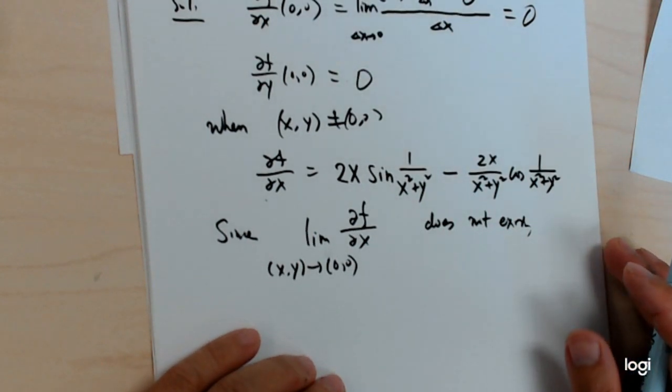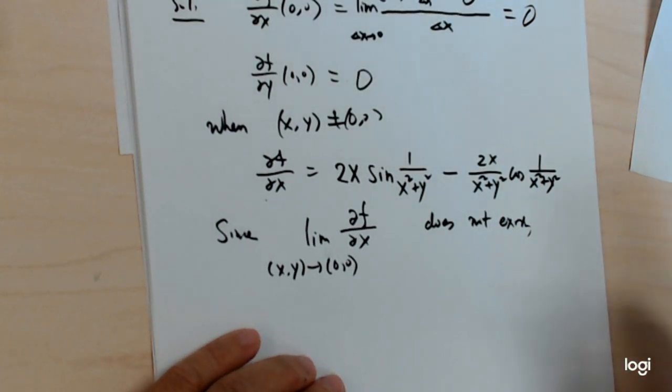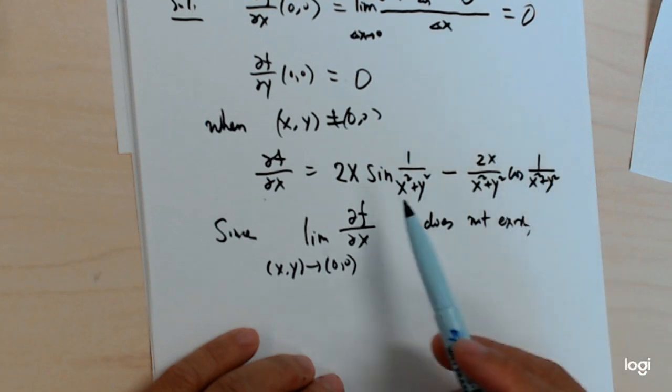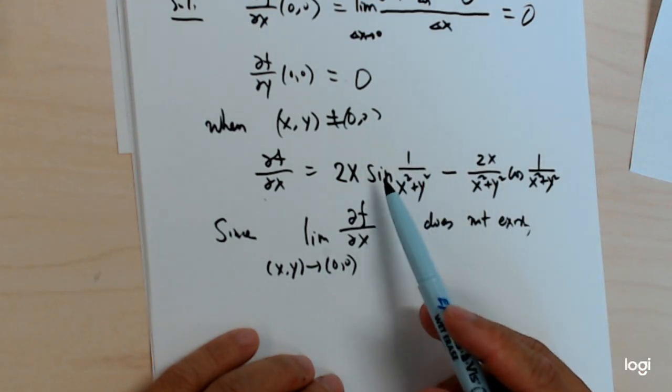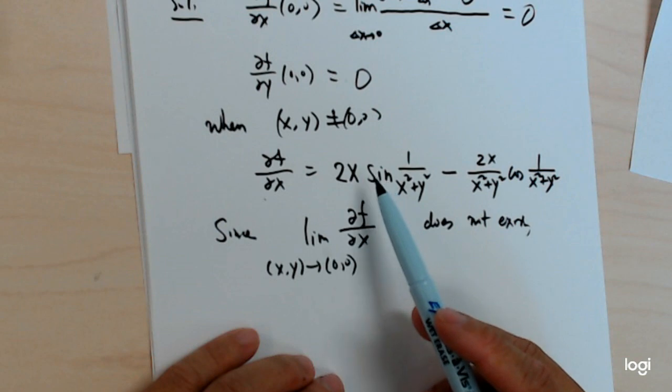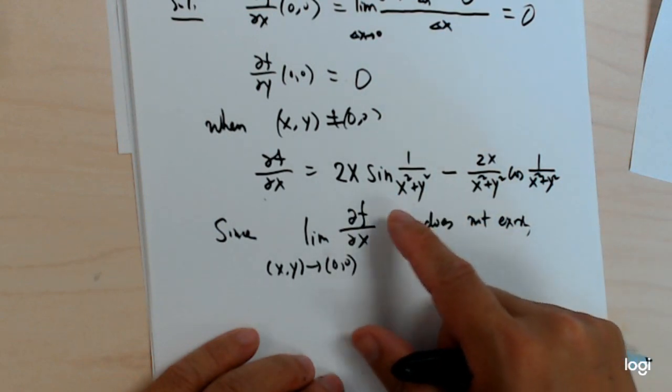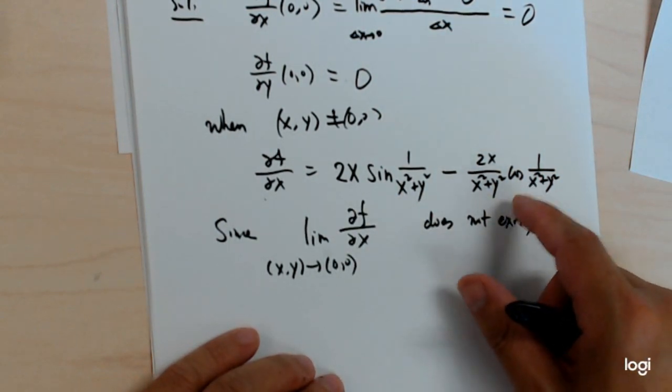Now, once again, for those who are wondering why this does not exist, you think about this, okay? This guy always goes to 0 for sure because sine is less than 1. 2x goes to, this guy goes to 0. The problem is this part, okay? The problem is this part.